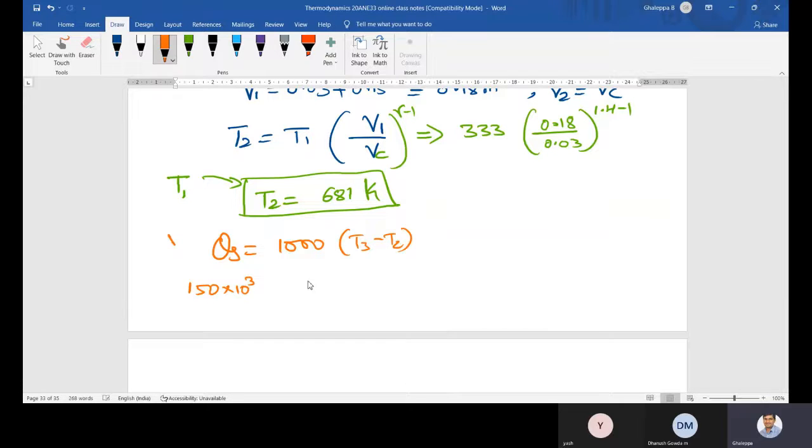Simplify this equation, 150 into 10 power of 3. Why am I writing this equation? Because this value is given in the numerical. So 1000, T3 is unknown. How much is T2? 681. So 1000 gets cancelled. So T2 is equal to 681. Yes, correct, 681. And 150 plus 681, how much is that? 831 Kelvin. If you have a calculator with you, calculate. This is T3.